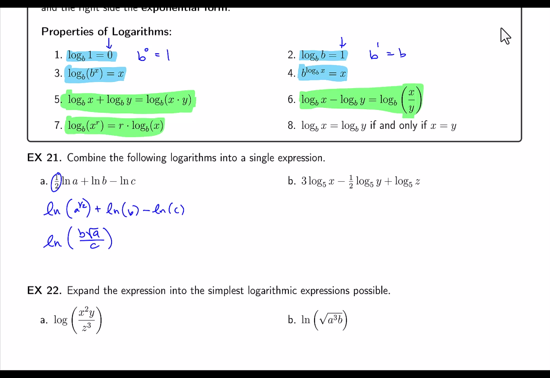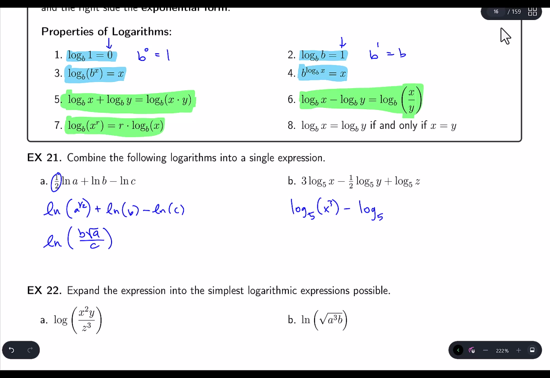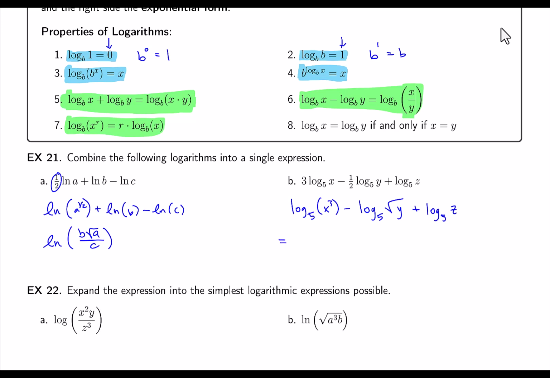Similarly here in b, I have log base 5 of x cubed minus log base 5 of, I'm going to go ahead and change this into a square root of y, plus log base 5 of z. Now the x cubed and the square root of y are subtracted, so we divide those. So it's going to be log base 5 of x cubed over square root of y. And then the z is added, so we multiply, so put that in the numerator.